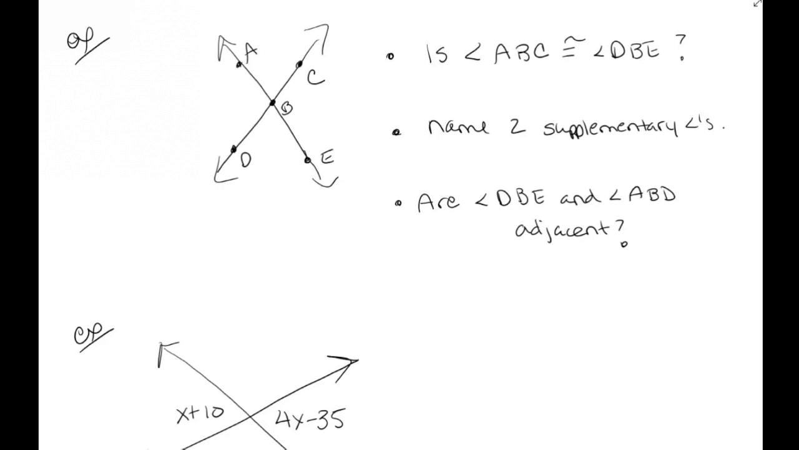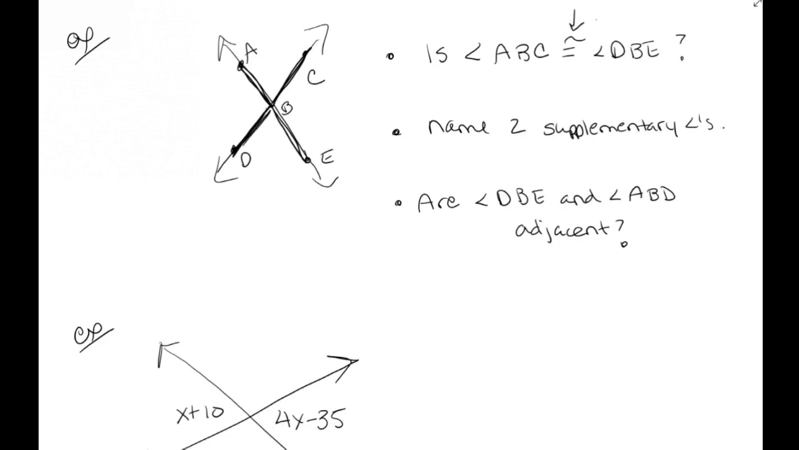So is angle ABC, so we're talking about that one. Why does that go away? I don't know why that goes away. That angle and angle DBE, are they congruent?